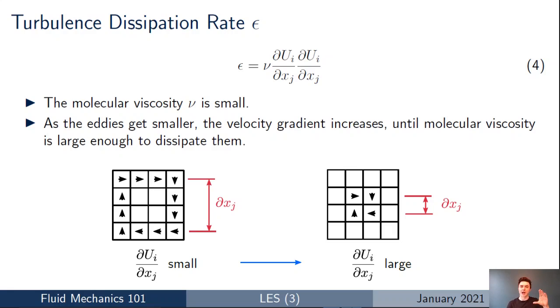But of course, as our eddies get smaller, the velocity gradient increases. And if we look at equation 4, the molecular viscosity has stayed the same, but for our very small eddies, we have a very large velocity gradient. And so the product of those two quantities gives us a high dissipation rate. And this is exactly why the molecular viscosity is only able to dissipate those smallest eddies at the end of the energy cascade. It's because the small eddies have a very high velocity gradient, and they need that because the molecular viscosity is very low.